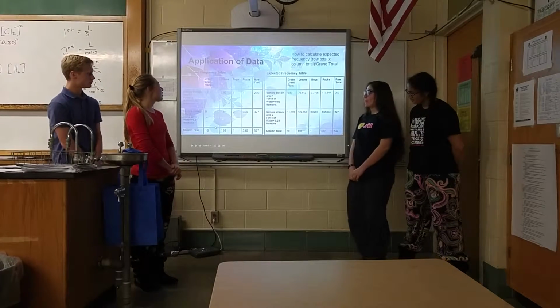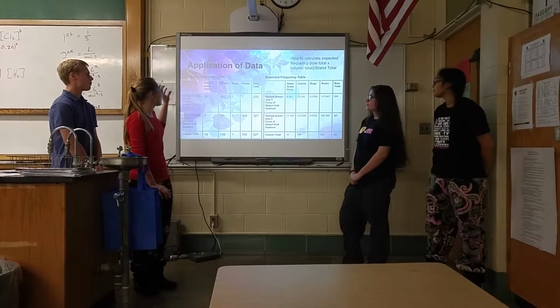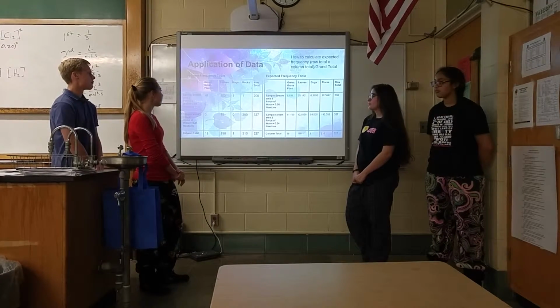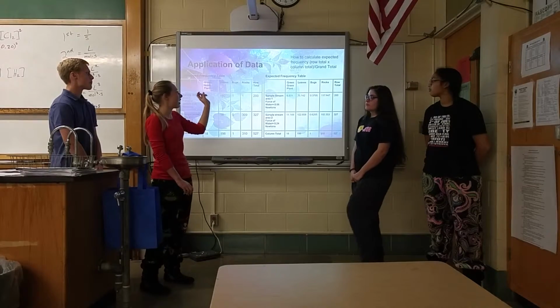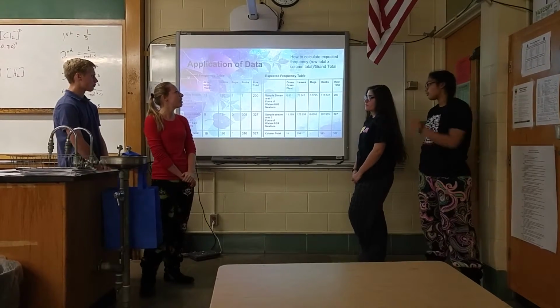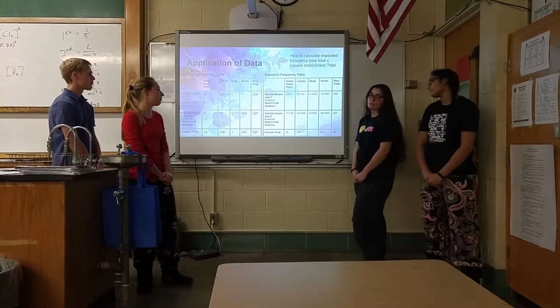And this is our application of the data. We were doing chi-squared, so we needed an observed frequency table and an expected frequency table. And so we just calculated that, and we calculated the expected frequency table by multiplying the row total and the column total and dividing by the grand total.